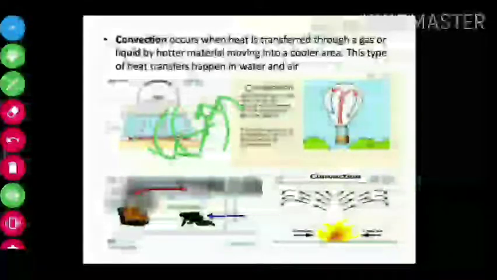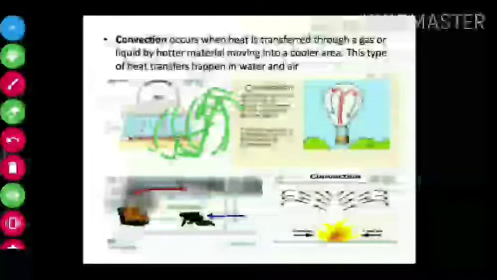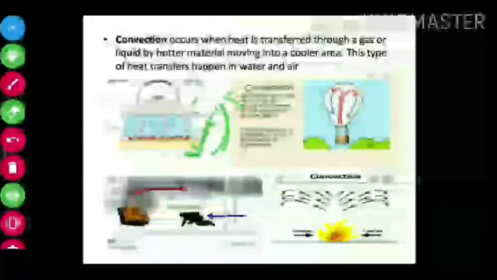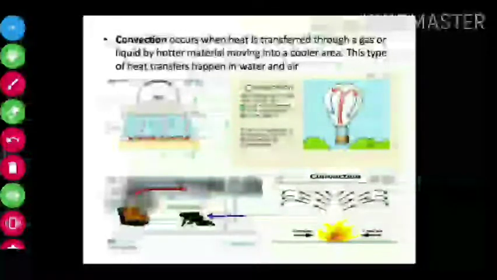Like this, the movement of hotter water up and movement of colder water down, this process will go continuously, and this process is known as convection. By this process, heat is transferred. Again, see, we have seen this in liquid. Now we'll show in gas, how in gas convection will occur.